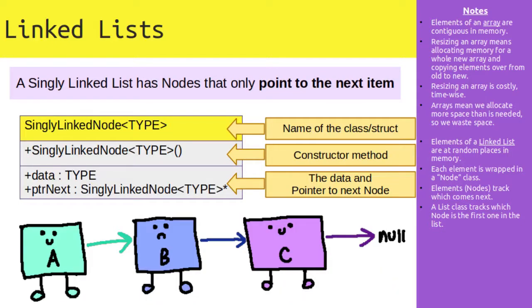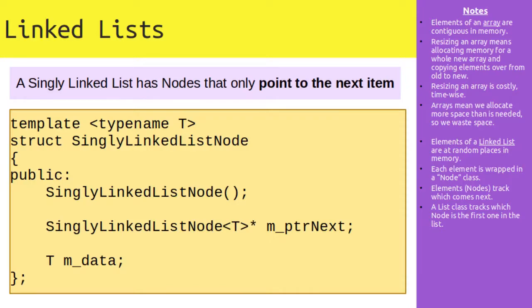If we were writing a singly linked list, it has nodes that only point to the next item, not the previous item. So here we can see a sample diagram where we have the singly linked list node. It has a constructor, it has the data, and it has a pointer to the next item. And as an example, the struct or the class for the singly linked list node would look something like this.